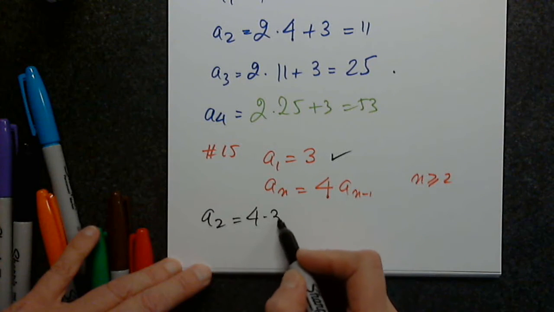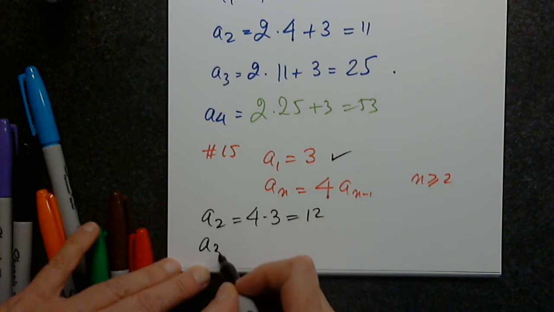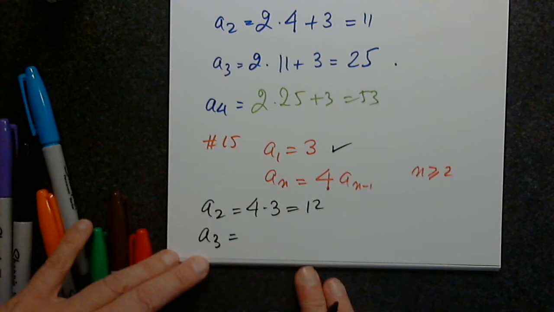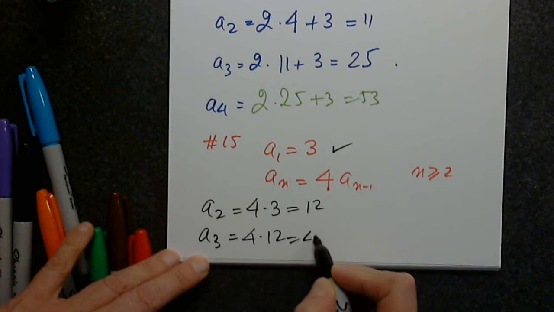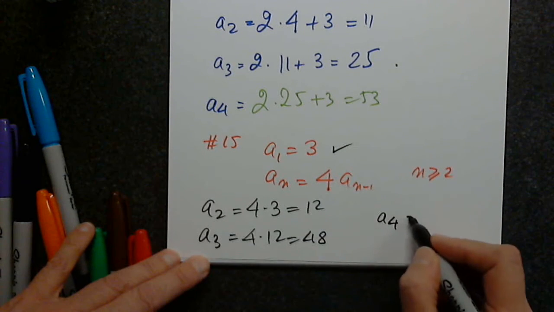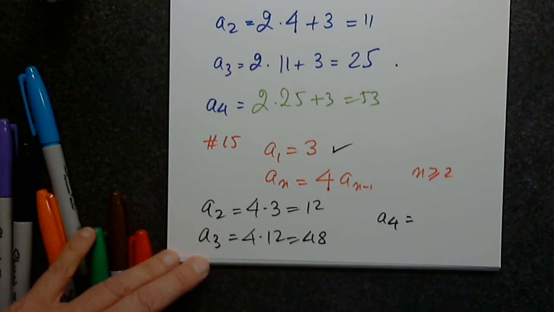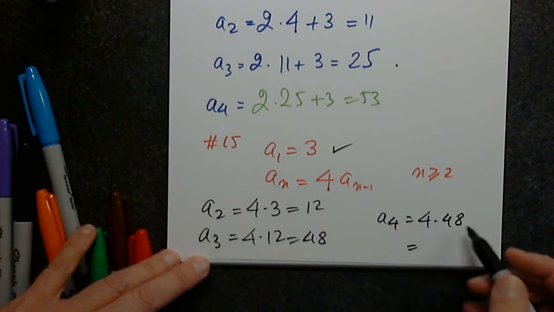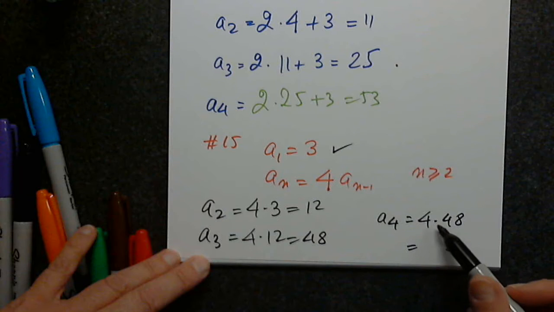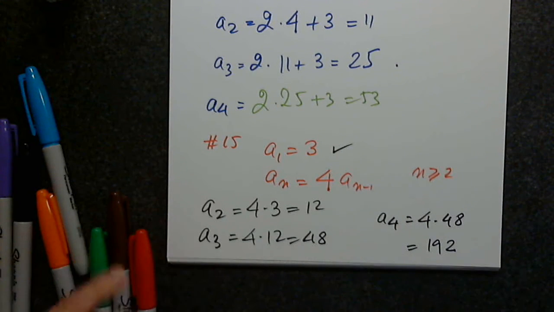Yes, 4 times 3 equals 12. What about A3? 4 times 12, 48. Excellent. What about A4? 4 times 48. So that's 2 and 3, right? 192, is it?